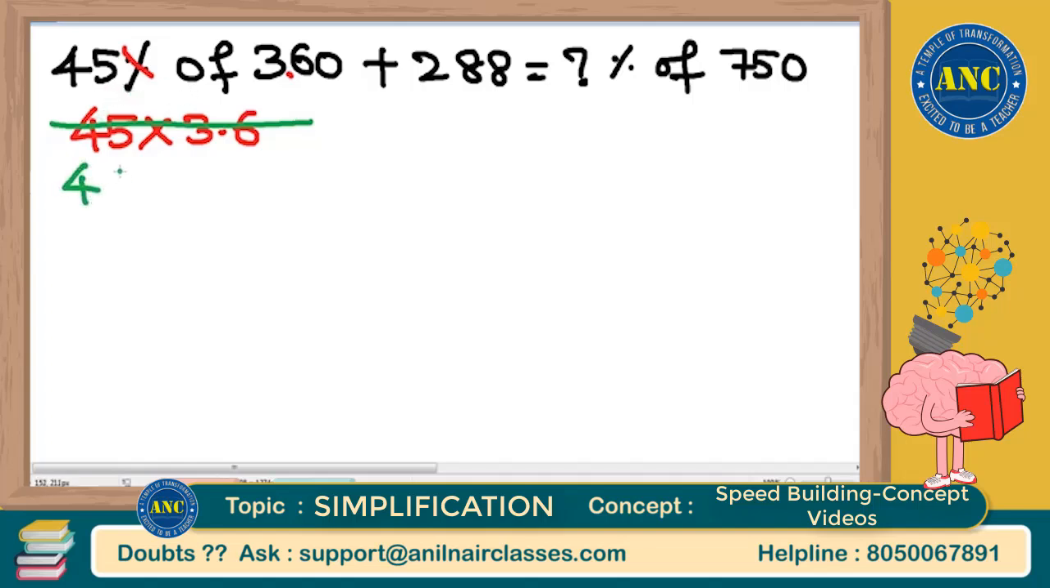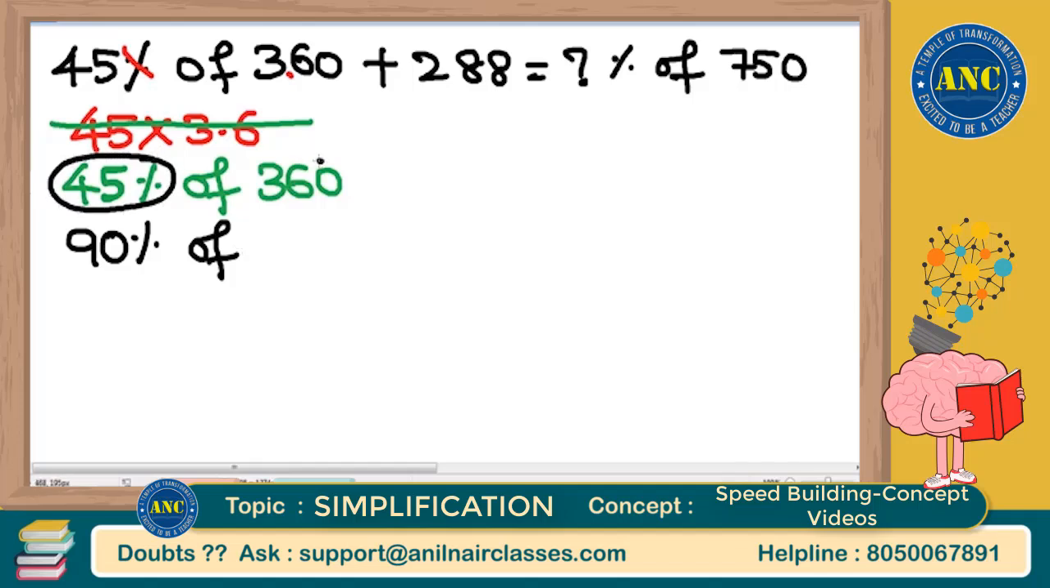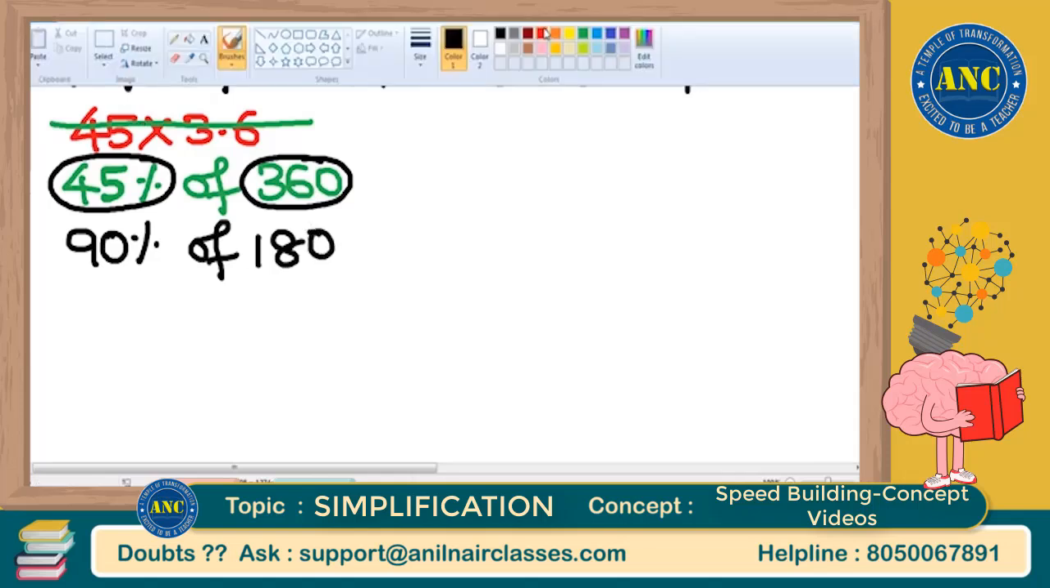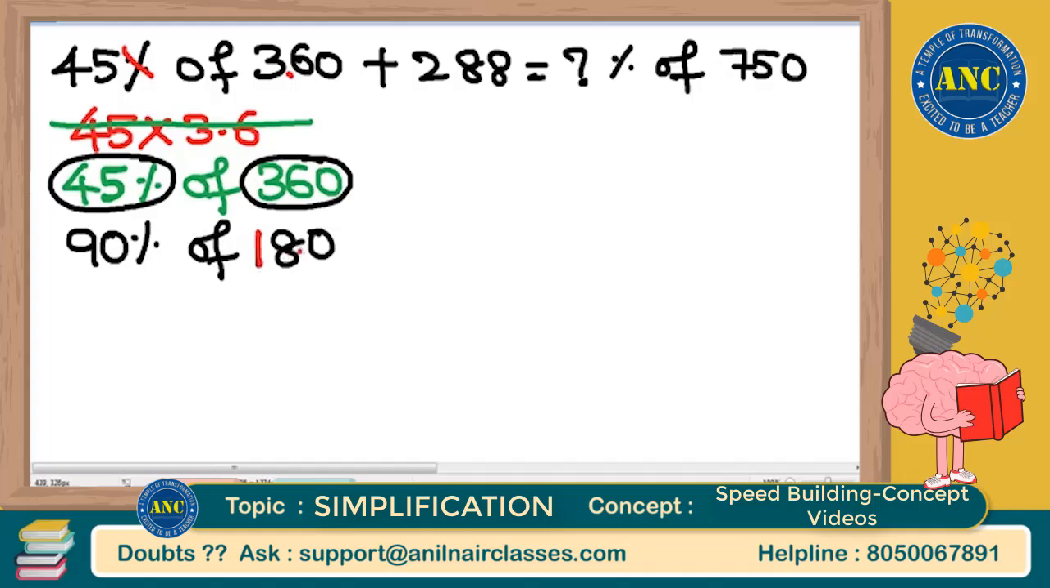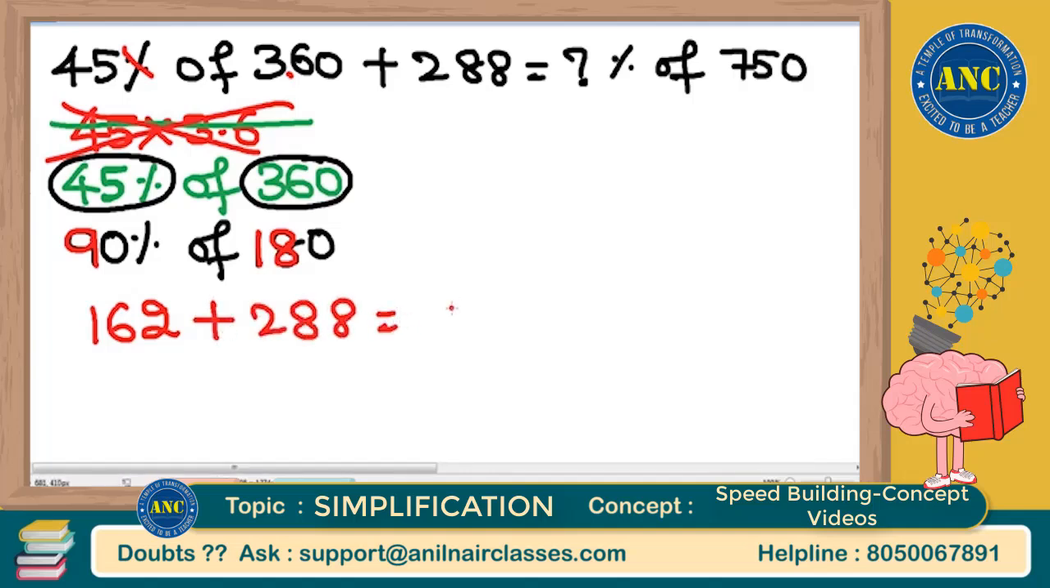45 percentage of 360 is what I have. I told you already I don't like the number to end with 5. So double it whenever the number is ending with 5. So this also becomes 90 percentage of, if I double one of the values, the other value should be halved. So it is 90 percentage of 180. 90 percentage of 180 is nothing but 10 percentage is 18, 90 percentage is 9 into 18. 18 into 9, you know it, right, sir? 162. Why multiply 45 into 3.6? Waste of time. 162 plus 288 is equal to question mark percentage of 750.